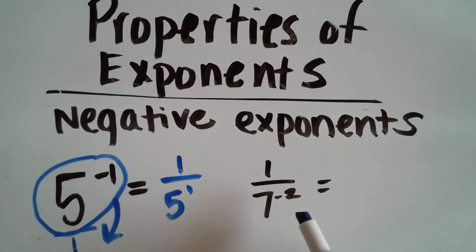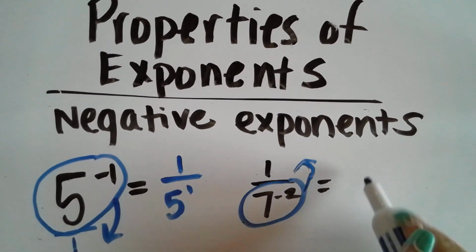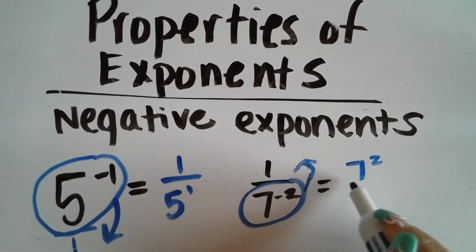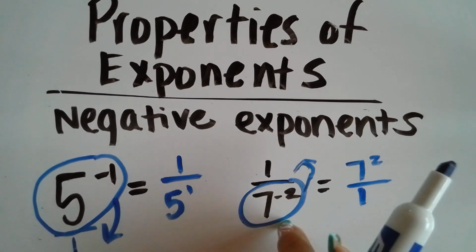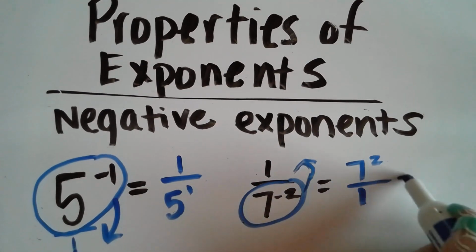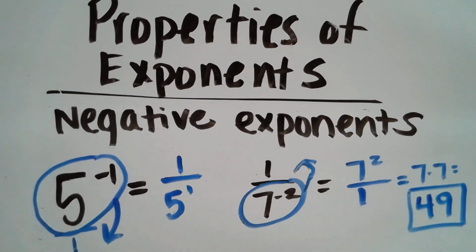So let's look at this example. If we have a 7 to the negative second power, we know we don't want the negative, so we're bringing this one up. So if we were to bring this one up and essentially flip it, get that reciprocal, it would be 7 squared over 1. And see, we brought it to the top because it was at the bottom, and it made it a positive. So 7 squared is essentially 7 times 7, and 7 times 7 is 49. So that would be your final answer.